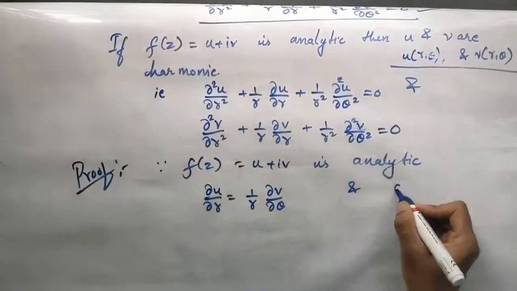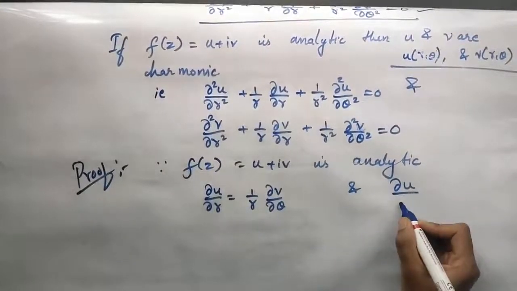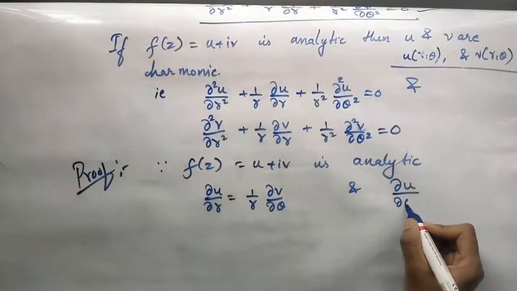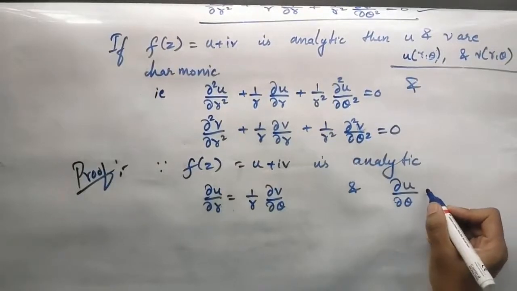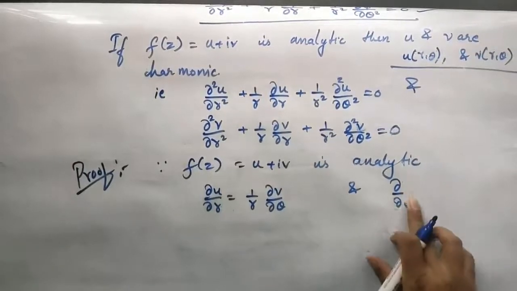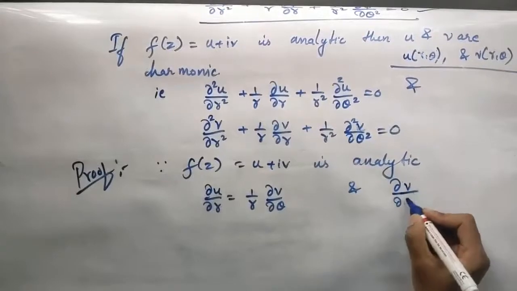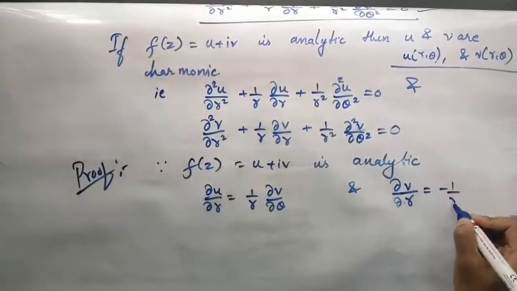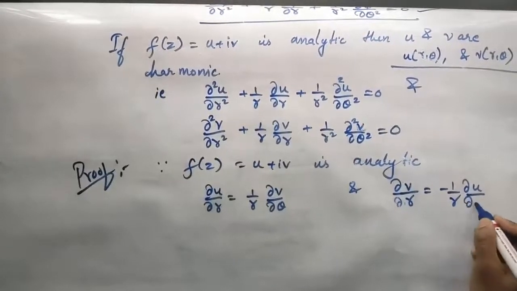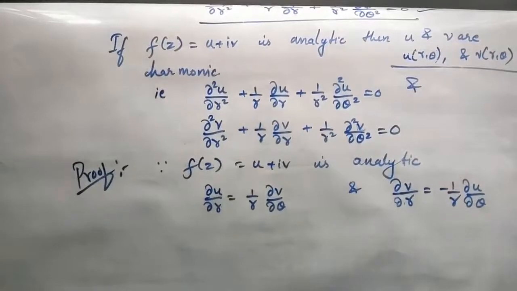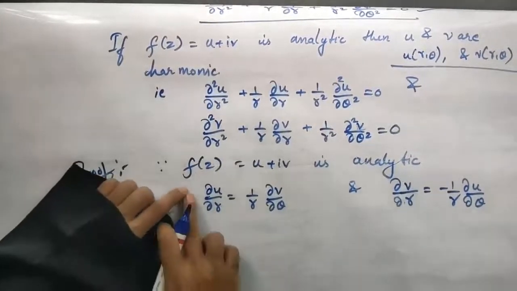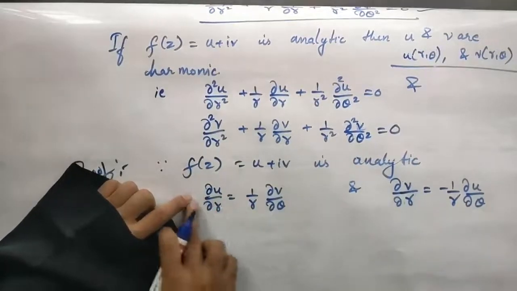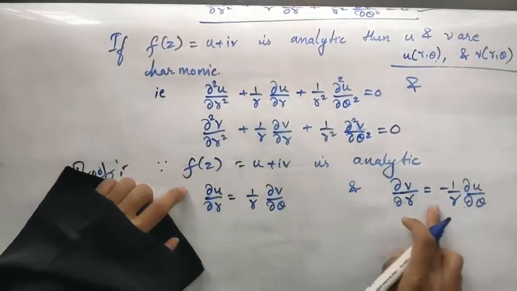And also we have dou u by dou theta, or I will write dou v by dou r, it will be better for you. Dou v by dou r is equal to minus 1 by r dou u by dou theta. These are the two CR equations in polar form. Now you can multiply by r and get it over here. Similarly, multiply by r and get it over here.